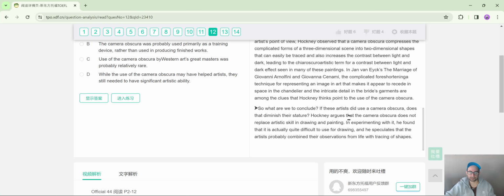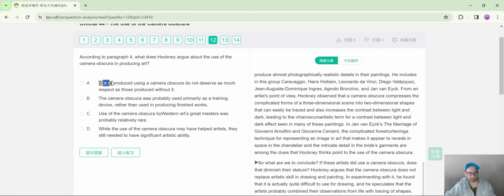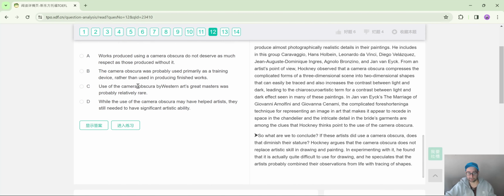What does he say? That the camera obscura doesn't replace, doesn't substitute artistic skill in drawing and painting. Oh, okay. Now check this, see if this is enough. If it's not, we'll read the rest, but this might be enough. So works produced using camera obscura do not deserve as much respect. He didn't say anything about respect. That doesn't make any sense. So this here, red flag, wrong answer, eliminate it.